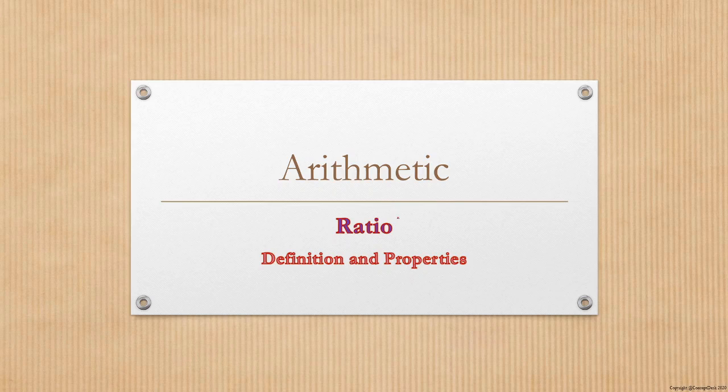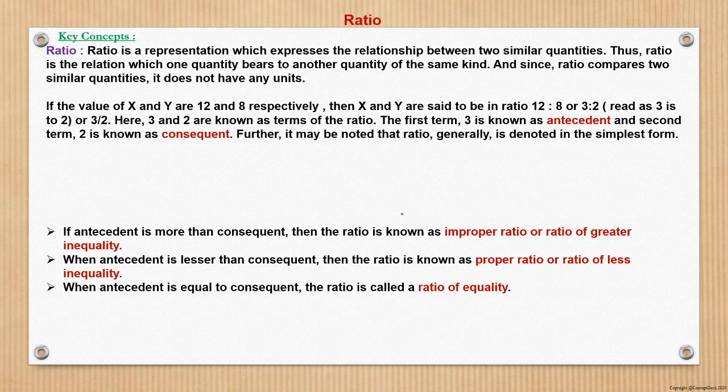Today we will see some basics of ratio wherein we look into the definitions and some various properties. So let us start with the ratio. Ratio is a representation which expresses the relationship between two similar quantities. There are a few important points here: two similar quantities, and it expresses the relationship.